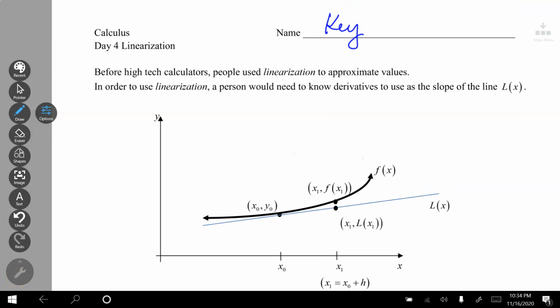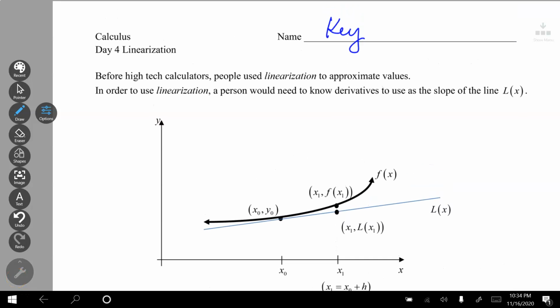Okay, welcome to day 4, linearization. We're going to look to see how we can use equations of lines to approximate values. So back in the day, they used this technique called linearization to approximate values.